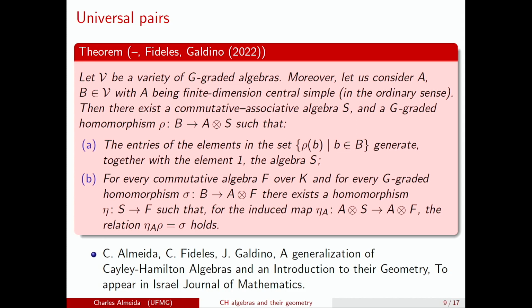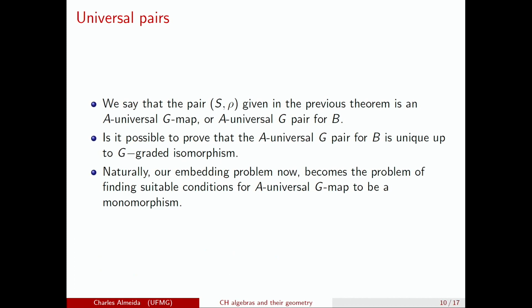With this in mind, it's not hard to see that the problem of embedding algebras translates to the problem of finding a Ho and an S such that this map Ho is a monomorphism, because in this way we can see Ho(B) inside A times S as the homomorphic image of this algebra, and hence we should have a variety. And this Ho, and this commutative algebra S that we find in the previous theorem, is what we call a universal G-map. Again, G because we have a G-grading.